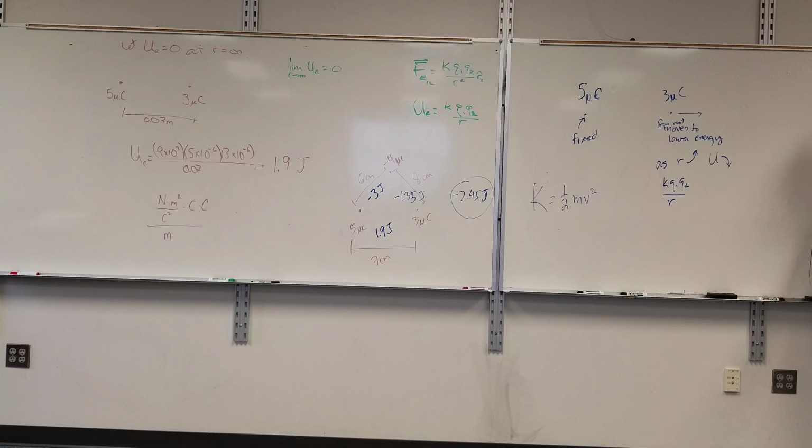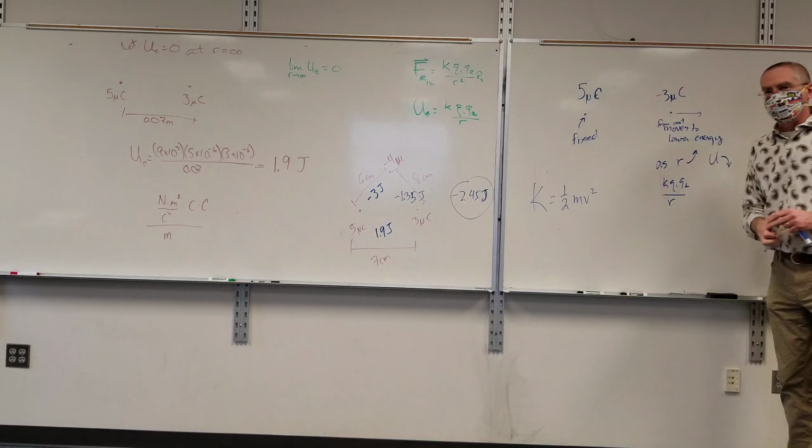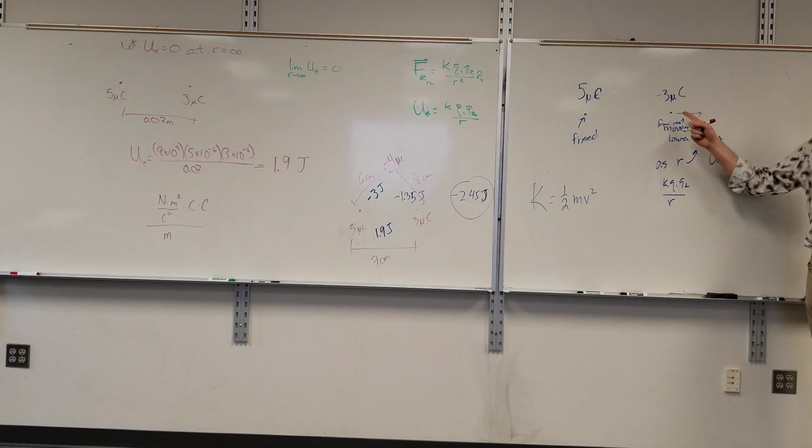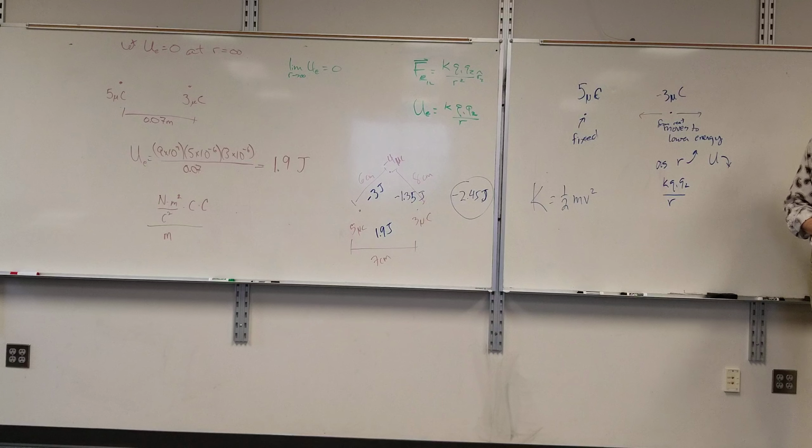All right, so let's see if this works for negative charges. No questions before we throw in a negative charge? All right, so now we're going to make it a negative 3 microcoulomb charge. And that negative 3 microcoulomb charge, we know, is going to be moving towards it. But if R becomes smaller, doesn't this fraction become bigger? Yes. So therefore, the potential energy increases?